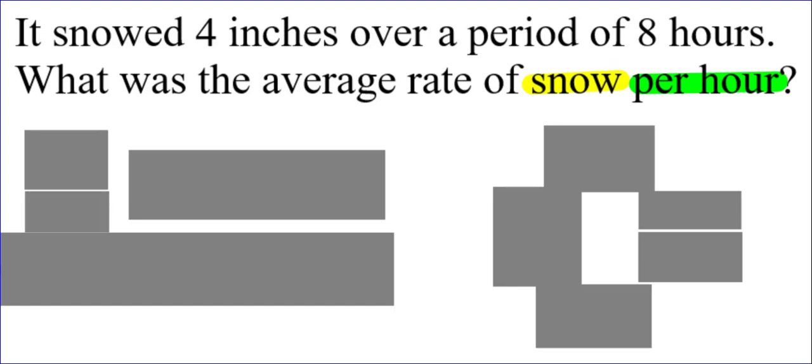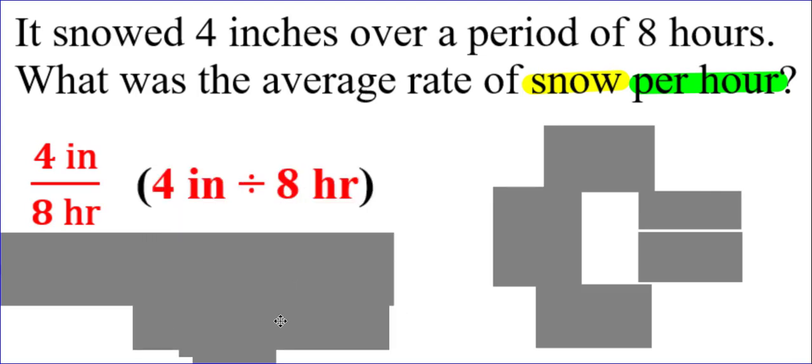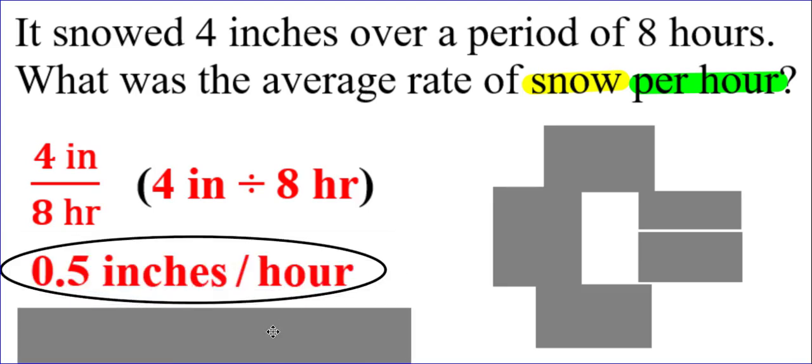And I highlighted it for you here. Snow per hour. The snow is first. That's the amount of inches. The hours is second. So that's the 8 hours. Again, as a division problem in your calculator, the numerator is first, 4 inches. The denominator is second, 8 hours. Yes, it matters what order you divide in. This is not going to give you the answer of 2. 4 divided by 8 is 1/2 or 0.5 inches per hour.